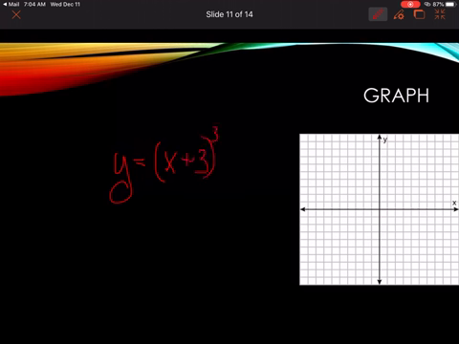So once again, it's to the third, so our parent function is going to be cubic. And because it's plus 3 here, it's opposite, it's in the parentheses, so it actually goes left 3. You can figure all this out by using Desmos as well, but this is really good to know.